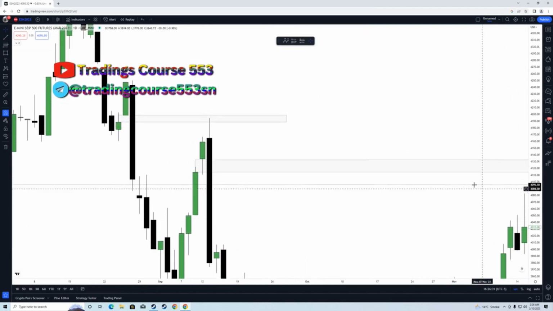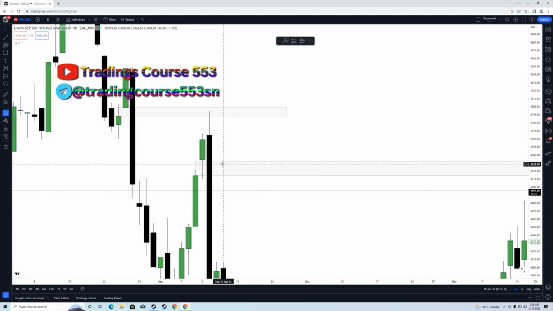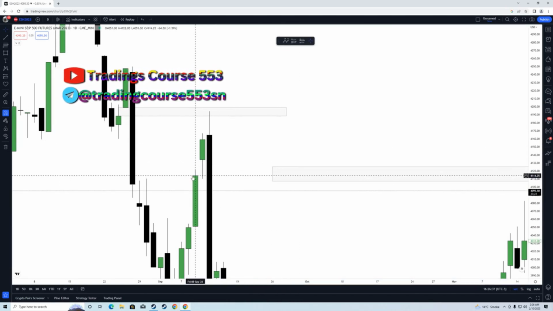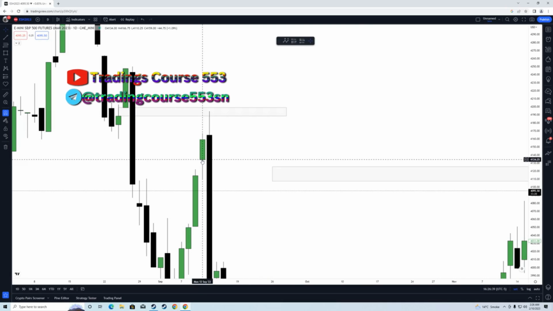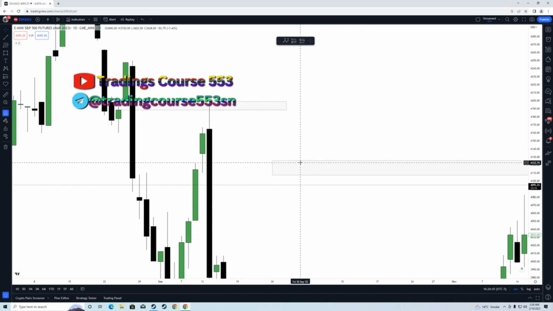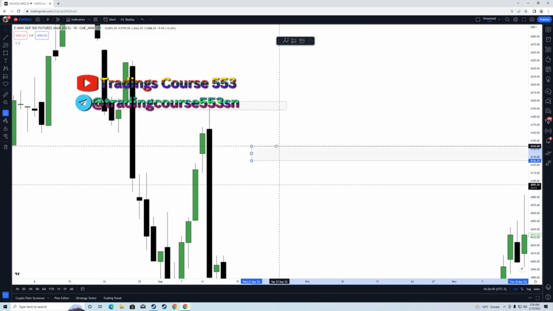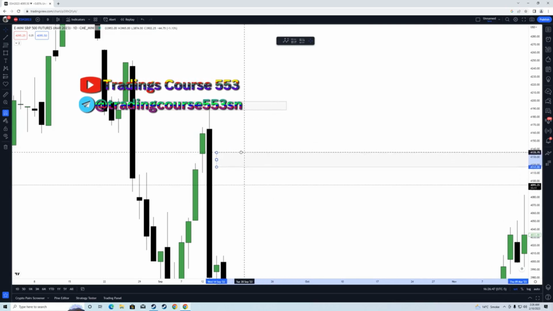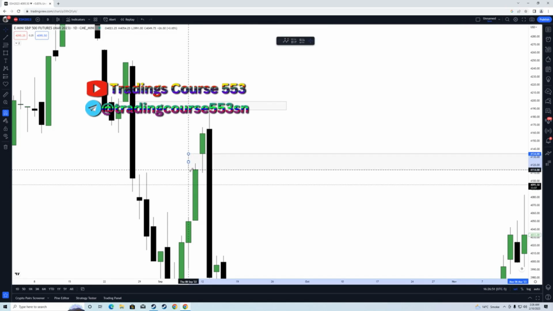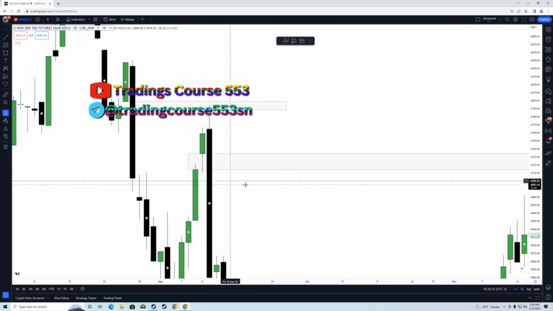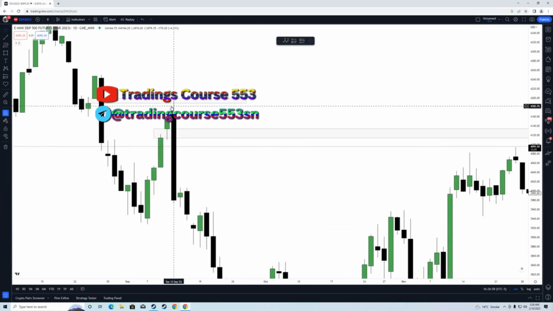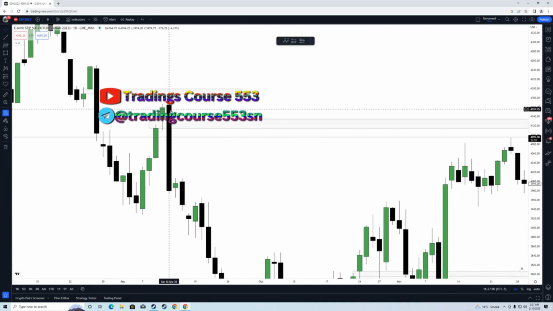Now over here, you can see we have another volume imbalance. So the candle closed here, right? And the next candle opened here instead of opening from here, okay? And what you're gonna see here is this right here, a volume imbalance just right here. And what happens? Price smashes through it, right?